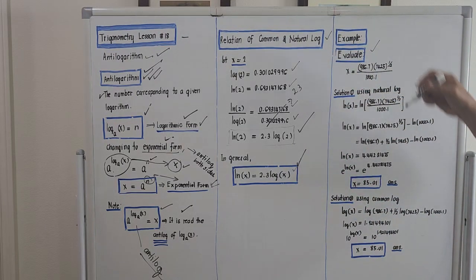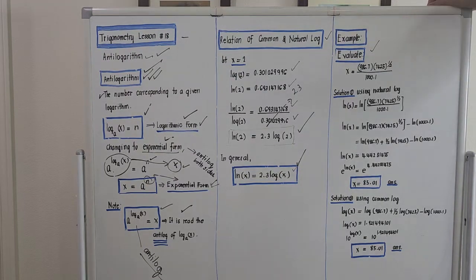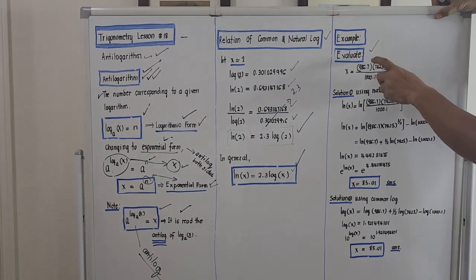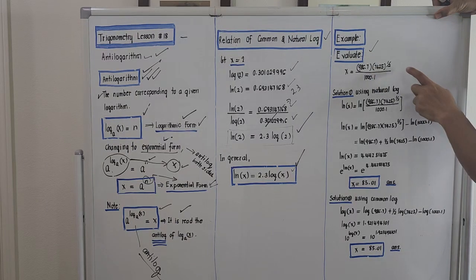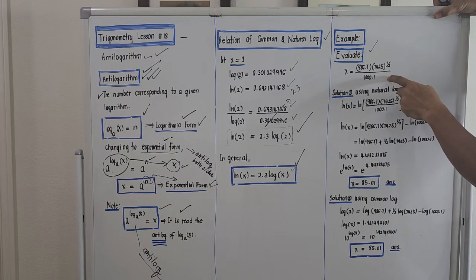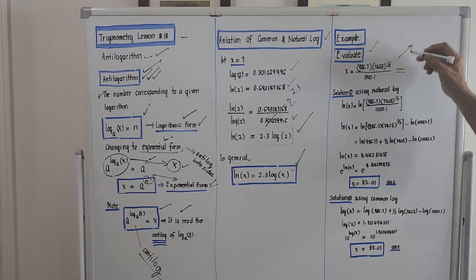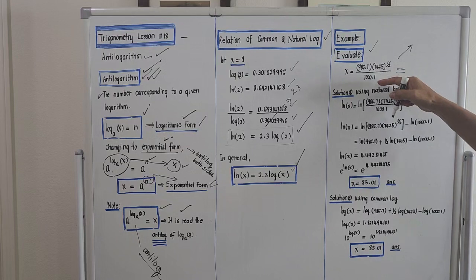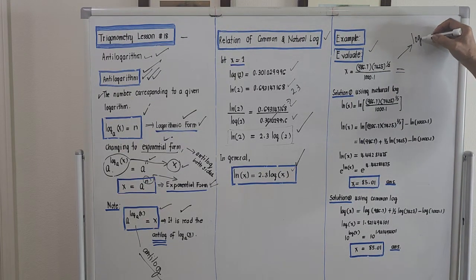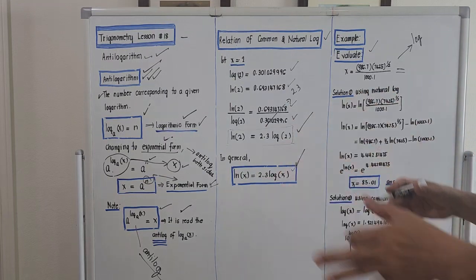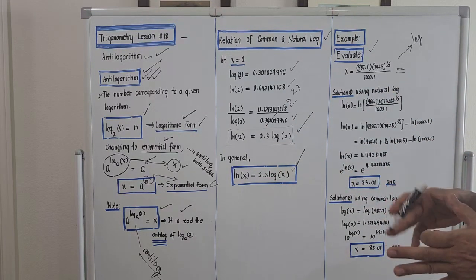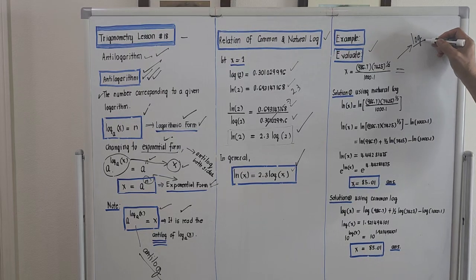Okay, evaluate x equal to the product of 986.7 times the square root of 7425 divided by 1000.1. When calculators were not yet out in this world, the old mathematicians before, they used to solve this one using logarithms. Okay? We didn't have any calculator before. We used the so-called table of logarithms. That's why there is a logarithm solution.